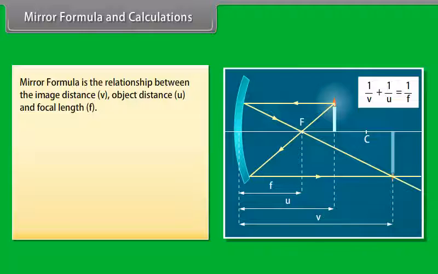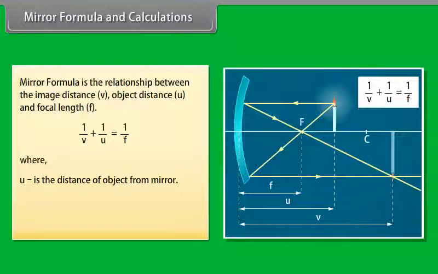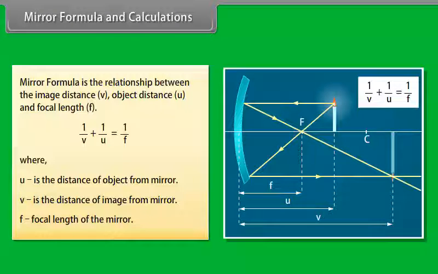Mirror formula and calculations. Mirror formula is the relationship between the image distance v, object distance u, and focal length f. 1/v + 1/u = 1/f, where u is the distance of the object from the mirror, v is the distance of the image from the mirror, and f is the focal length of the mirror.